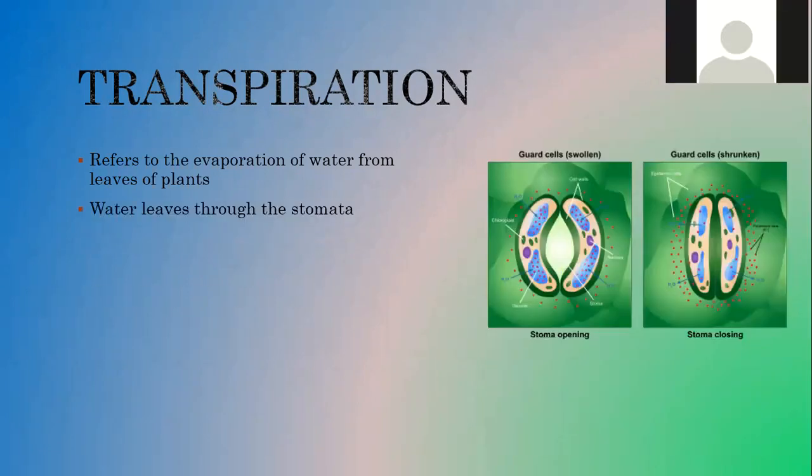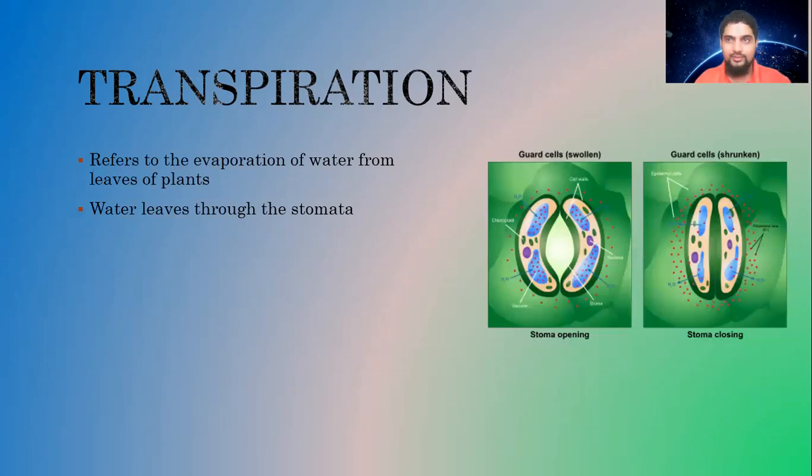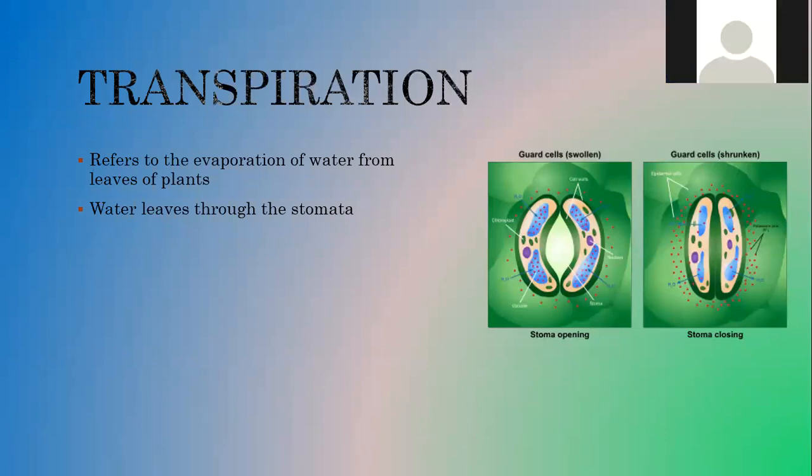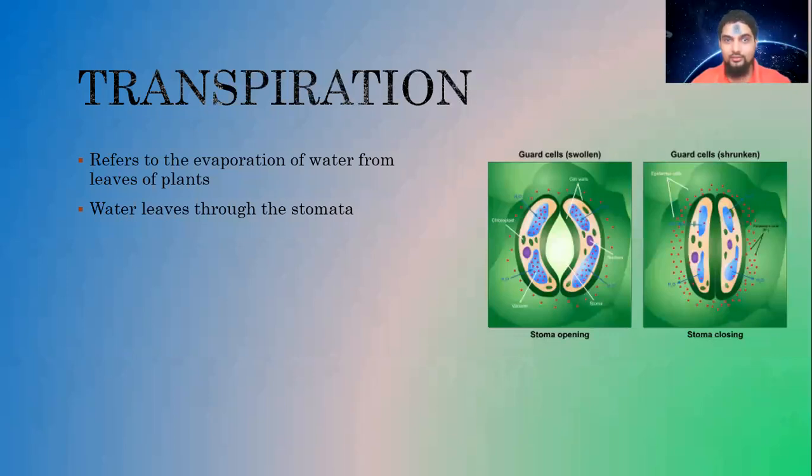So water usually leaves or is removed from the plant through the stomata. And what type of water are we talking about? Because we've been talking about water already. Respiration produces water. So some of that water will be released through the stomata.